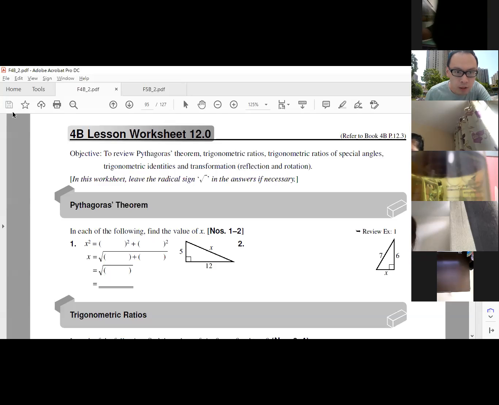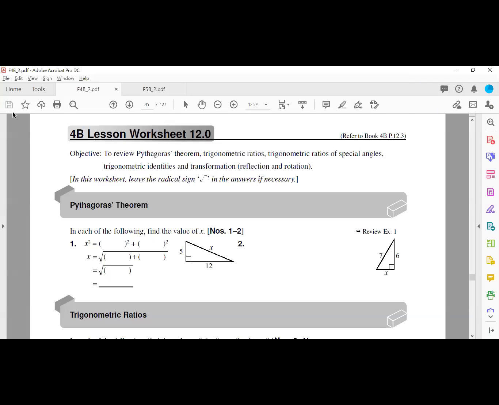Very good. Okay, today I would like to start the new chapter, chapter 12 of book 4B. It is about sine, cosine, tangent. In the first lesson today, I will spend some time to do some revision of the junior form sine, cosine, tangent, and the Pythagoras theorem with you. And then those identities of sine, cosine, tangent.